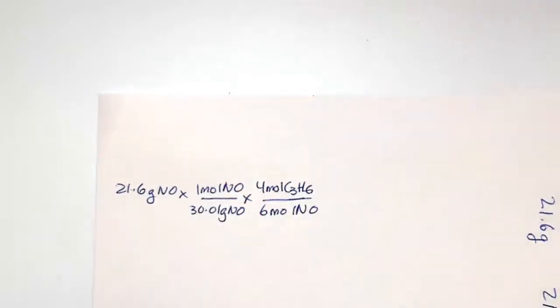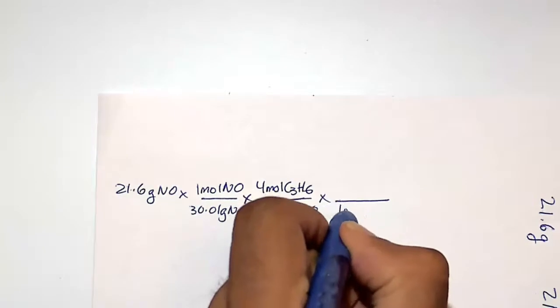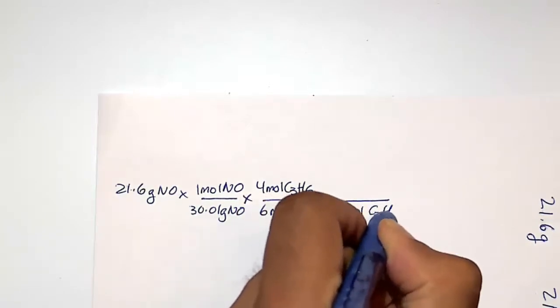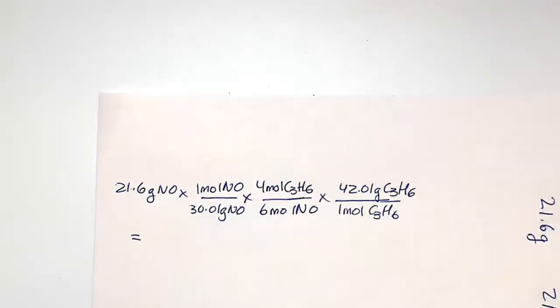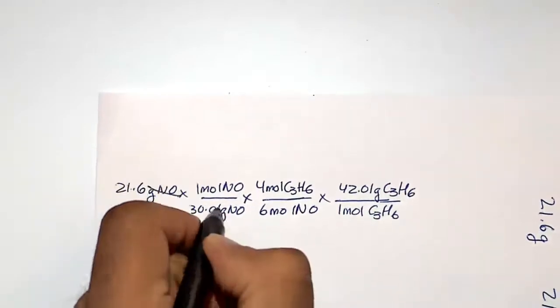I could stop here and just figure out how many moles are in excess, but I'll just go ahead and convert this to grams. For every 1 mole of C3H6. So utilizing this calculation, the grams of NO cancel with the grams of NO.